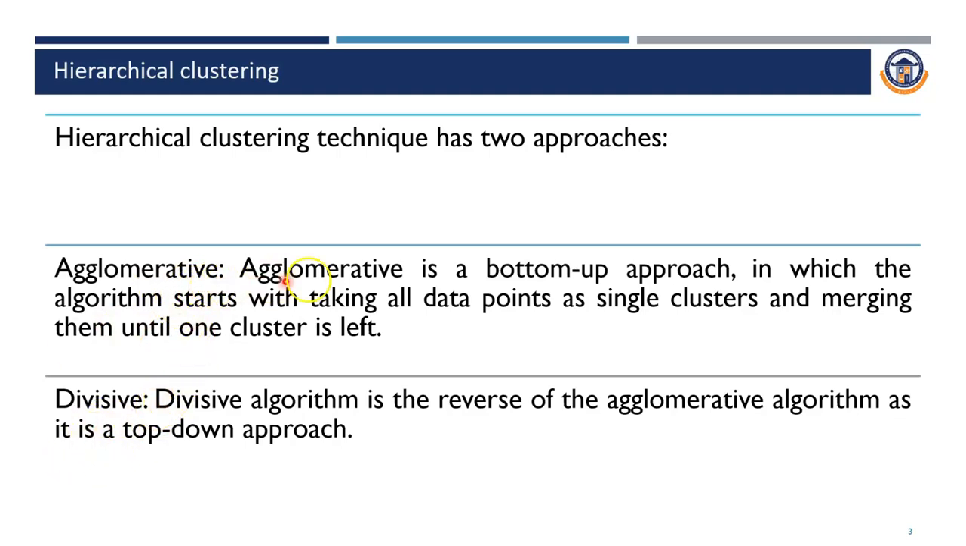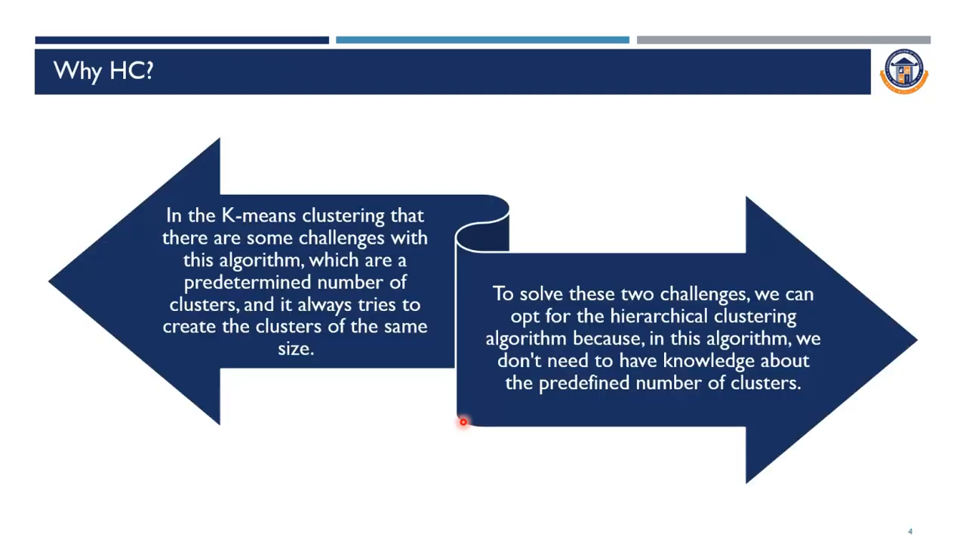First we see the agglomerative approach. It is the bottom-up approach, in which the algorithm starts by taking all data points as single clusters and then merging them until one cluster is left. That is the bottom-up approach. The second type is the divisive algorithm. It is the reverse of the agglomerative algorithm, a top-down approach.